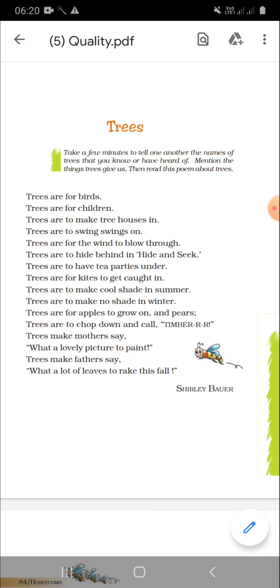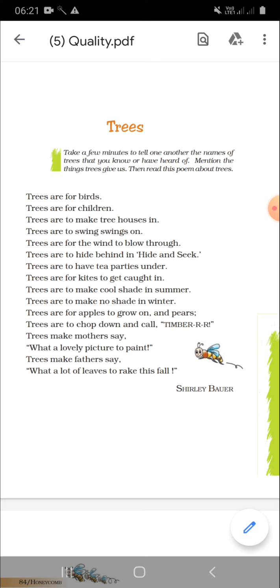Trees are to hide behind in hide and seek. If you have a big enough tree, there is no way anybody can catch you. Trees are to have tea parties under. Who doesn't love having tea under the cooling shade of a tree on a hot summer's day? Trees are for kites to get caught in. Every time you're flying a kite, it is, for a child or any person for that matter, a most dreaded event that their kite gets caught in a tree so high that they can't even reach it.